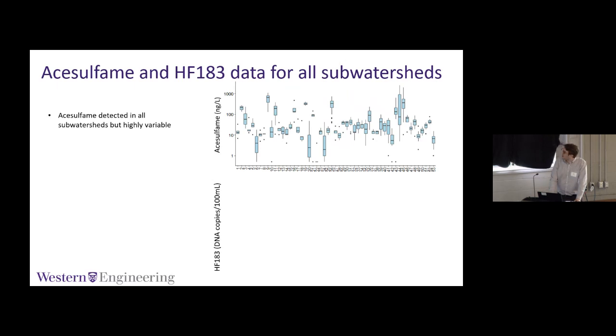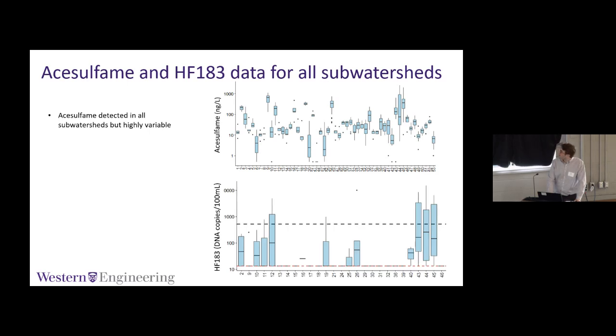Just taking a look at the acesulfame concentration distribution across our 53 sub-watersheds, we can see that it's highly variable, with some sites having quite low concentrations across all of our sampling points, and others quite high, up into the 1,000 nanogram per liter range.